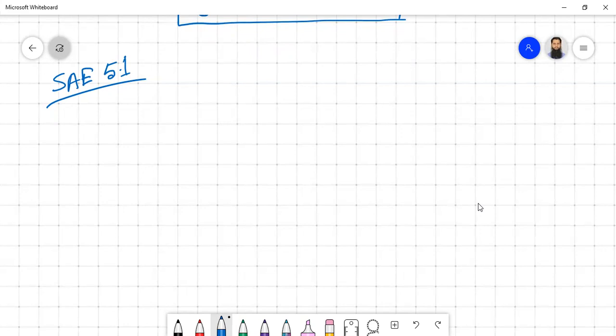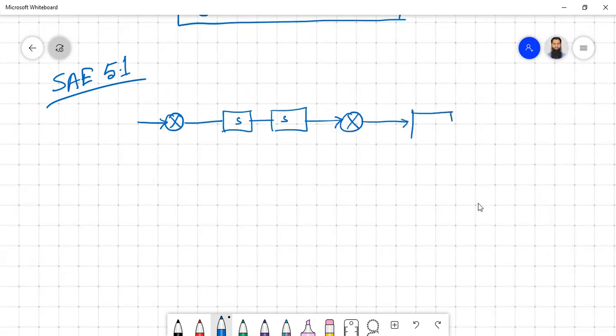Okay, let's continue with your example, skill assessment example 5.1. So they have given some real transfer functions here in terms of S. We have something like this, the summing junction. Then we have two blocks of transfer function, simply S, nothing so complicated. Then we have another one, 1 by S.